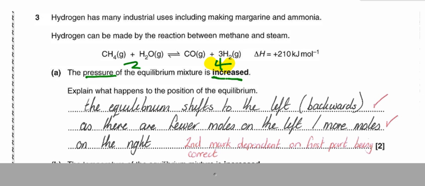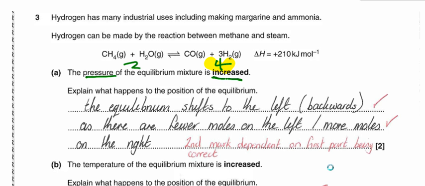So the answer to this one: equilibrium shifts to the left as there are fewer moles on the left, or you could use the reverse argument. Importantly, in these equilibrium questions, if you make a mistake on the first part, they can't credit you for the second part. So you have to be very careful about which is your left and which is your right. The next question then, the temperature of the equilibrium mixture is increased.